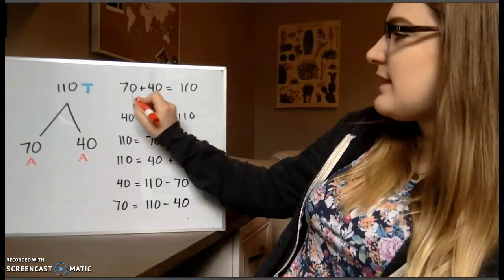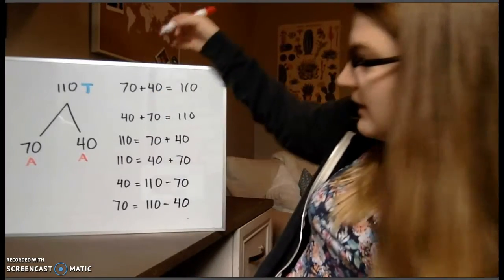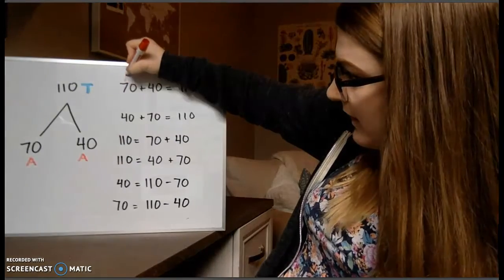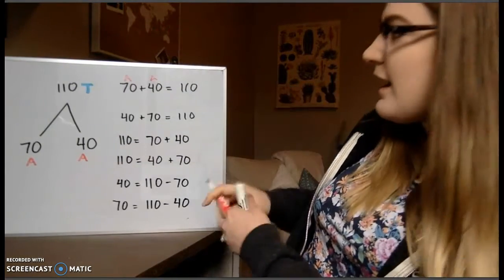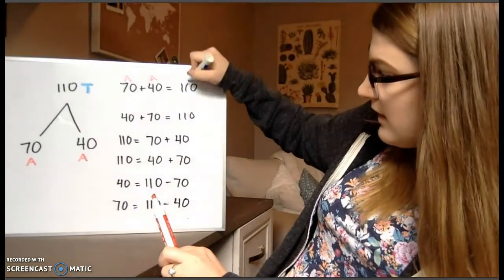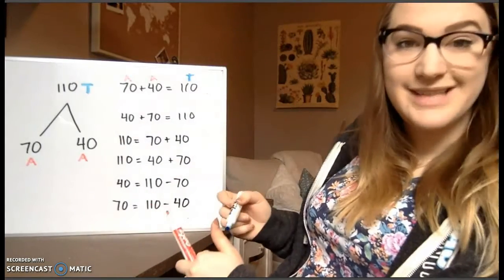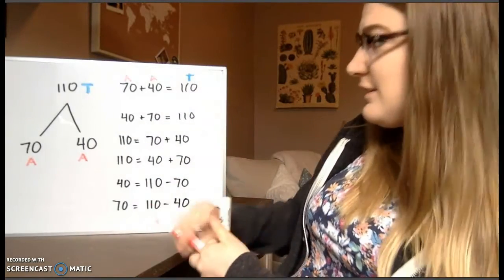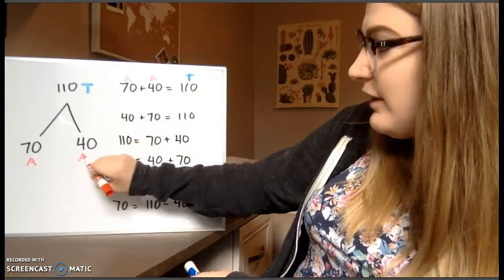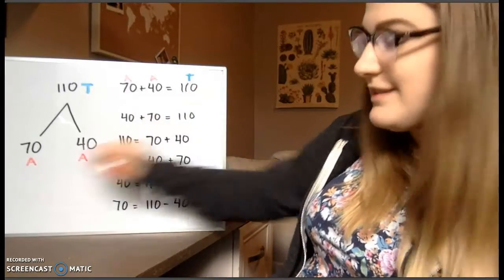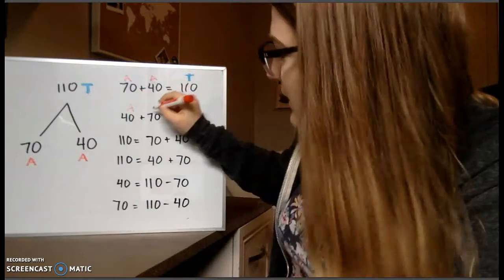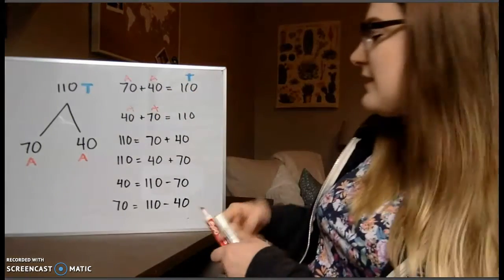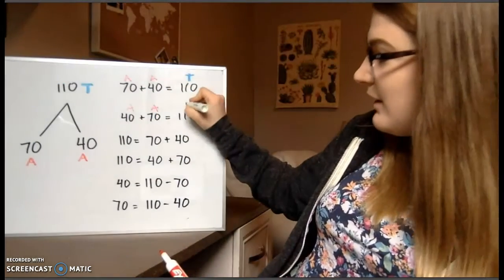So for this one, 70 plus 40 equals 110, my addends are going to be 70 and 40, and my total is 110. Now let's look at the next one. I know that my 40 is an addend and my 70 is an addend, so I'm going to label those: addend plus addend equals our total.